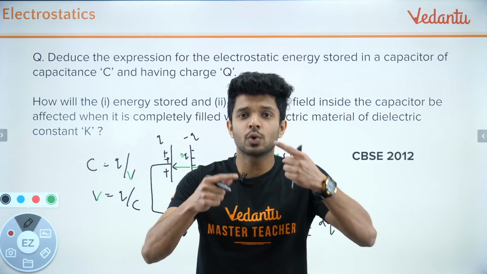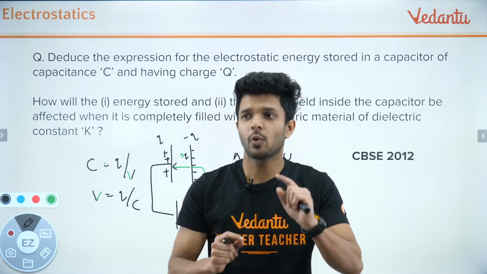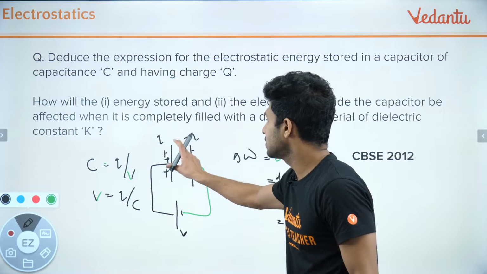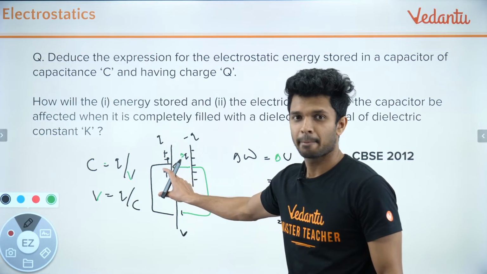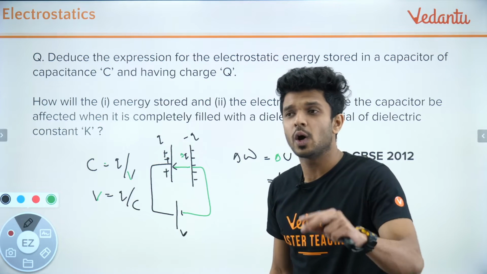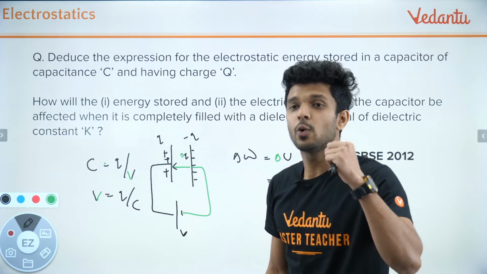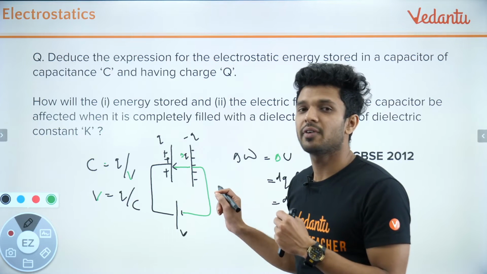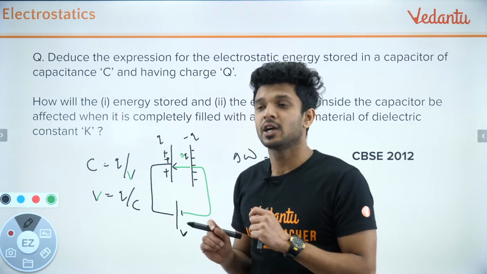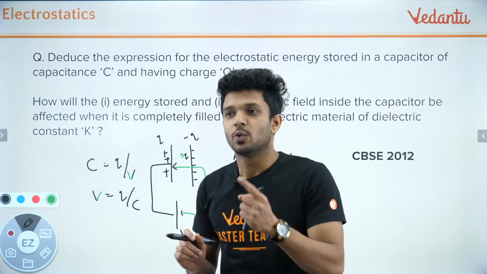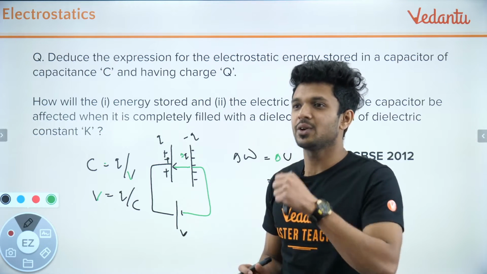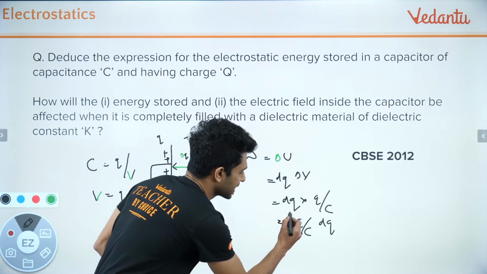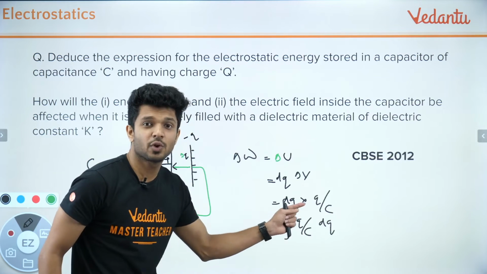And if I want to take the entire charge, what do I have to do? Who will tell me? If I want to take the entire charge from the negative to the positive capacitor plate, how much energy do I have to do? How will I find it out? From this particular equation, how will I find out the total energy required, or the total energy stored? Very good. Integration. Very good, Aditya, Nandini. Okay, Ullas. So I have to do the integration.